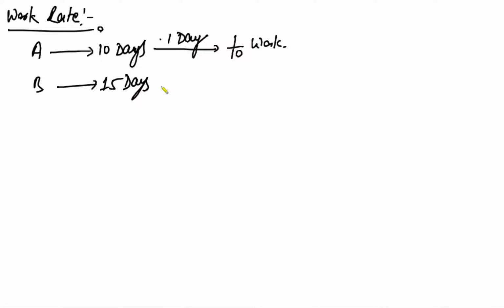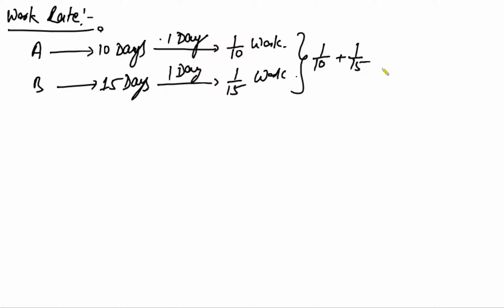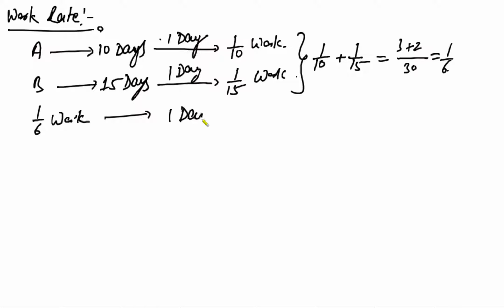Similarly, if B finishes the entire work in 15 days, in 1 day B will finish 1/15th of the total work. That means if they are working together, 1/10 work will be done by A, 1/15th of the work will be done by B. So the total work done by them together will be 1/10 plus 1/15, which becomes 1/6. And now in the next row, we can say that 1/6 work can be done by them in 1 day. So the entire work can be done by them in 6 days. That will be the answer to such questions.